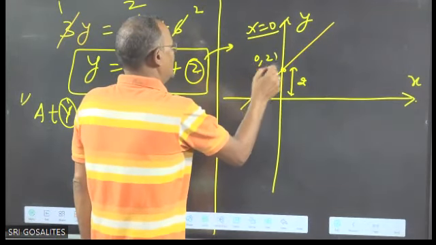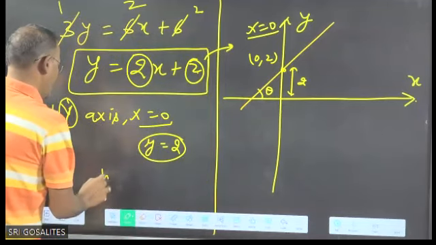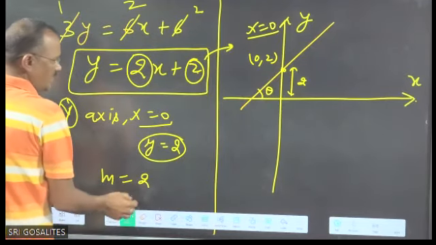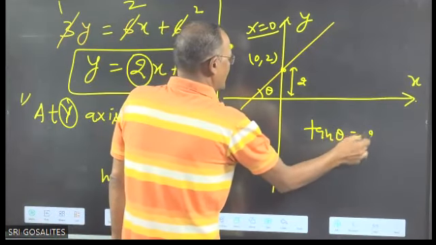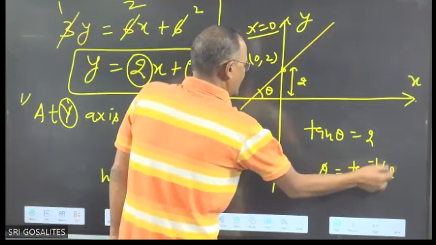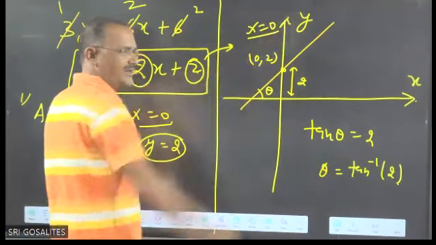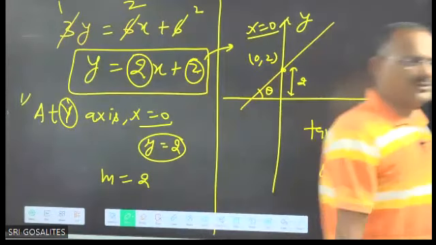This is 0, 2. And this is the angle. What is the slope? M is 2. M is 2. Means tan theta is how much? 2. So angle will be what? Tan inverse 2. This is the line. Understand? Any problem to anyone?